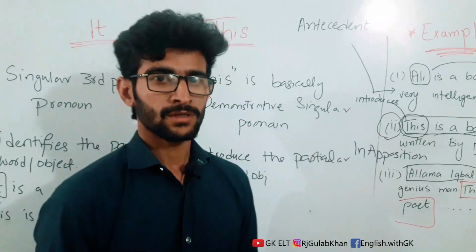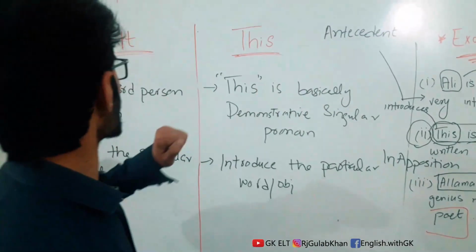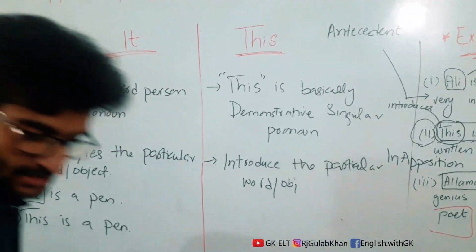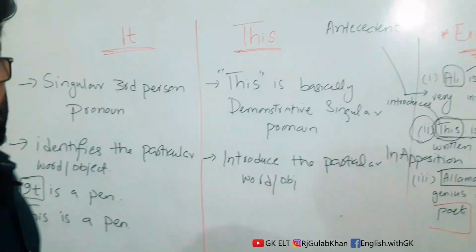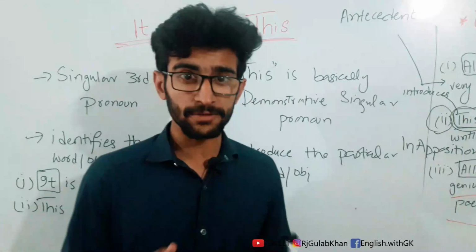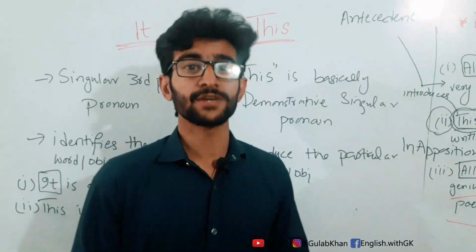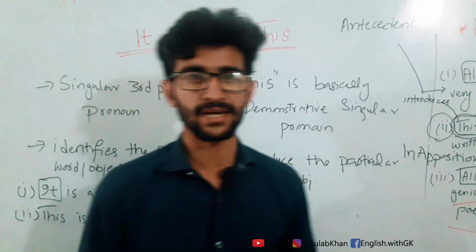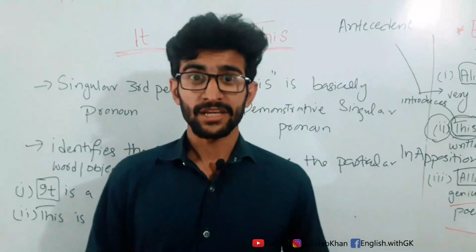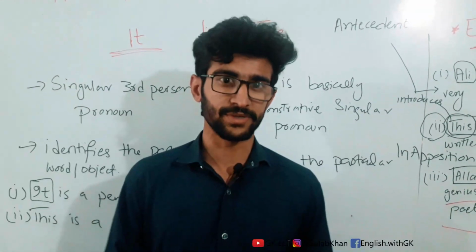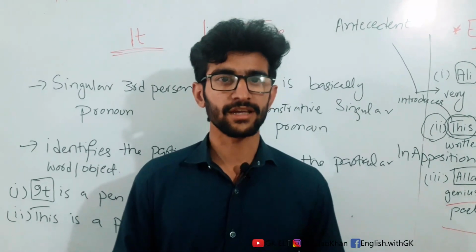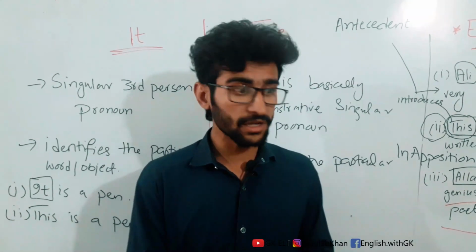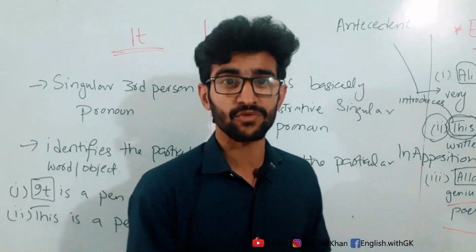This is all about the difference between it and this. Okay, so what is the next point here? The next point is this. We also use it for a thing which is not present, which is not in front of us. I am giving you a simple example. We say that it was an outstanding ceremony. We do not say this was an outstanding ceremony. We use this in particular when a thing is near us.